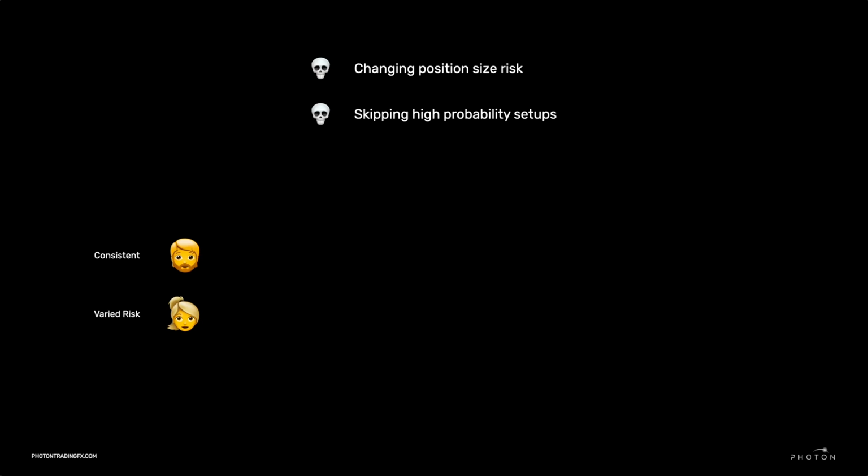The second trader is Sarah. She also executes all of the high probability trade setups that she sees, but she breaks her rules by varying her risk on each individual trade. And the last trader is Tom. He keeps his risk fixed at 1%, but he has a bit of a habit of hesitating and skipping some trade setups. Now, all three of these traders trade the exact same strategy.